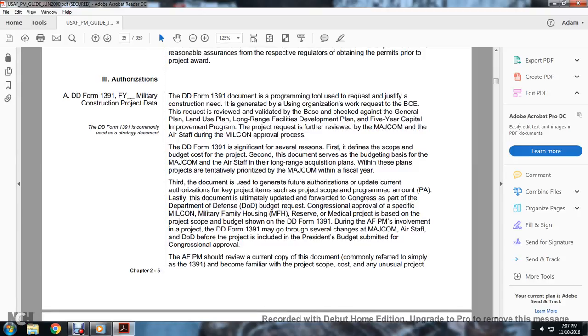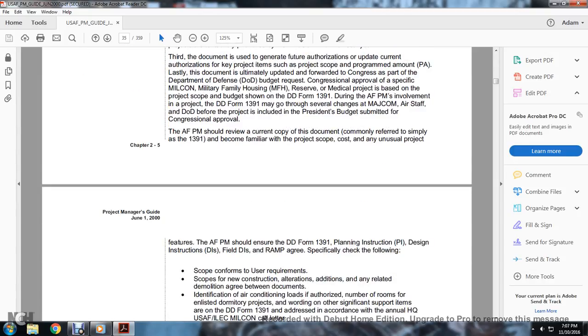The Air Force Program Management should review the current copy of the documentation, commonly referred to as the summary of the 1391, to become familiar with the project scope, the cost, and any unusual project features. Air Force Program Management should ensure the Department of Defense 1391 planning, design, construction, required and management plan are agreed, and specifically check the following.